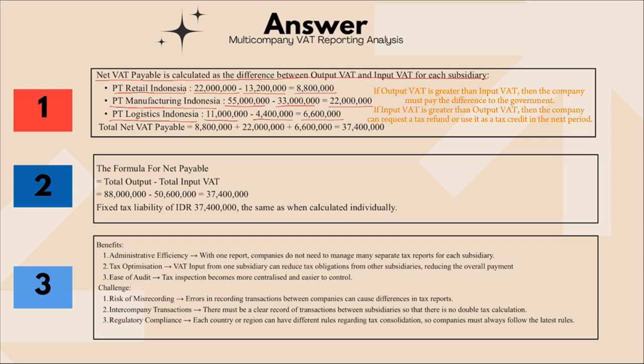Okay, the second is determining the consolidated group level net VAT payable. To determine our net VAT, we use tax consolidation. Tax consolidation means combining all transactions from various subsidiaries in one group tax report. The formula is the same as in number 1, namely total output minus total input. 88 million minus 50 million 600 equals 37 million 400. Fix the tax liability of 13.7 million 400, the same as when calculated individually.